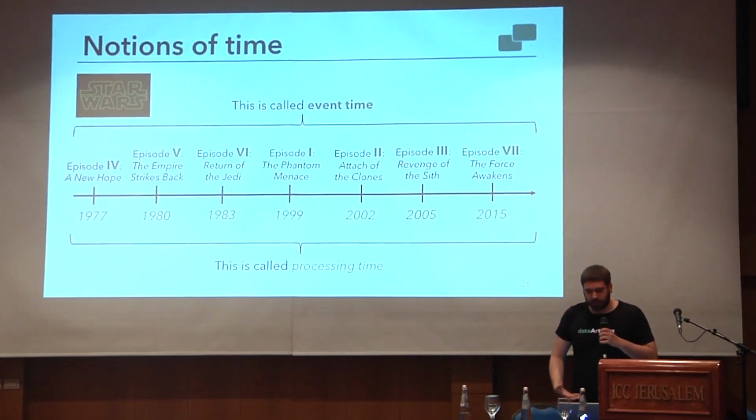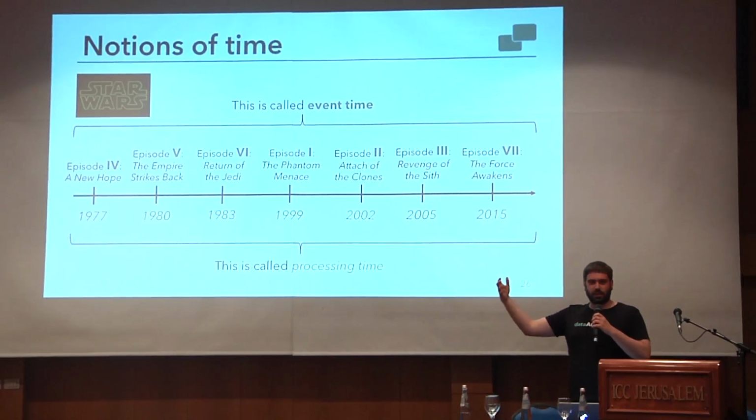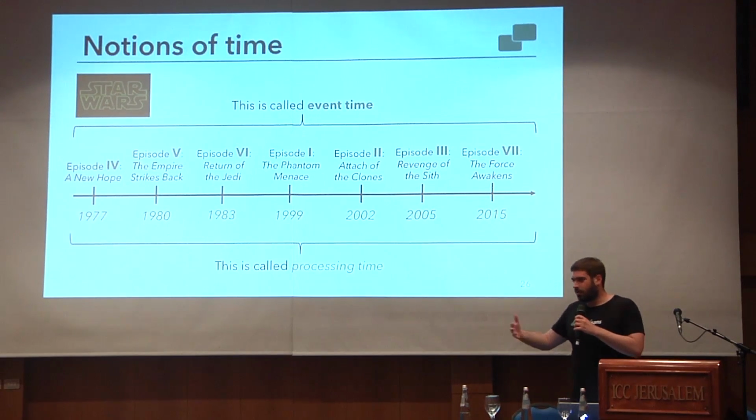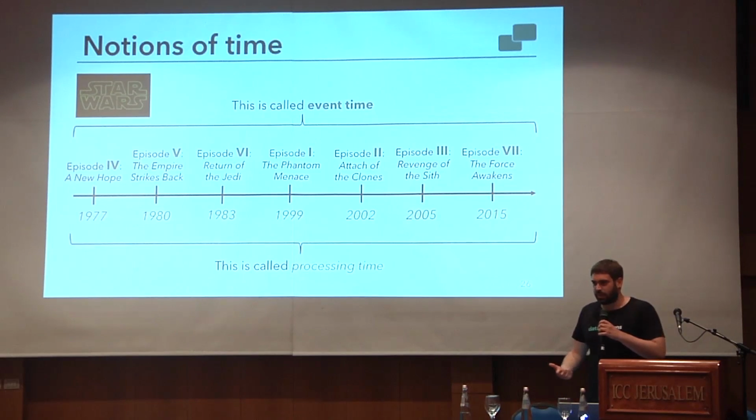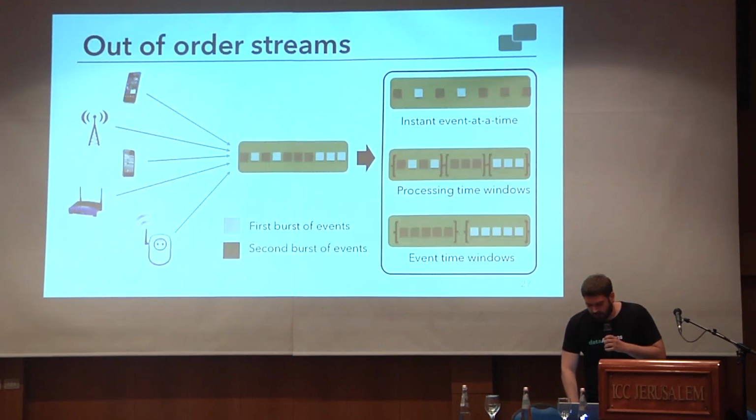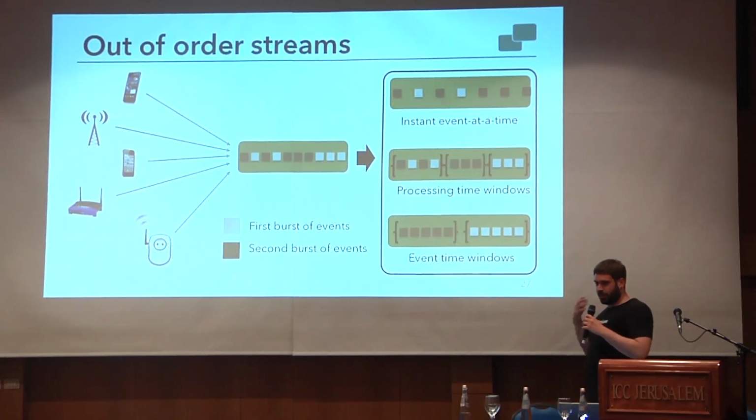Dealing with this is extremely important because event time gives you correctness and repeatability. If you rerun your application a year later, and it is based on event time, you're going to get the same results. If you run it on processing time, the time that you actually run the application affects your results. So there are use cases for all of those.